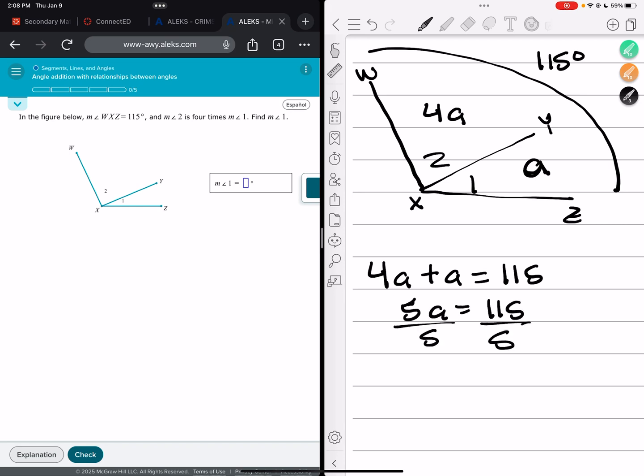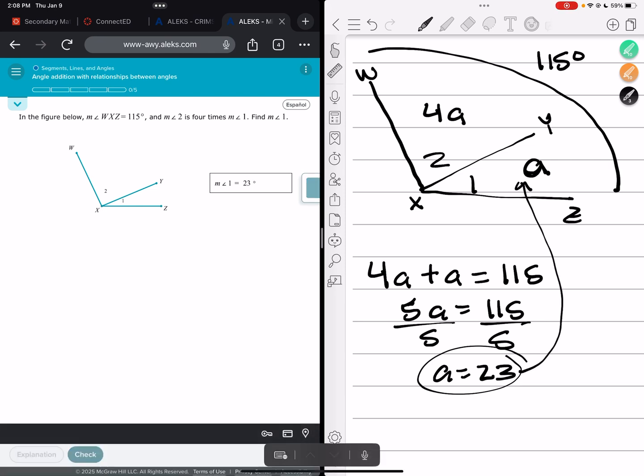I'm going to divide both sides by 5. And when I do that, I get A equals 23. That means that this angle is 23 degrees. So I'm just going to go ahead and check that right there.